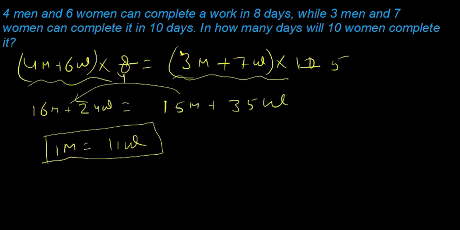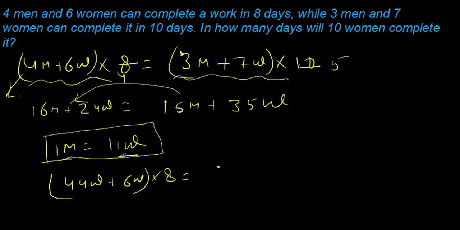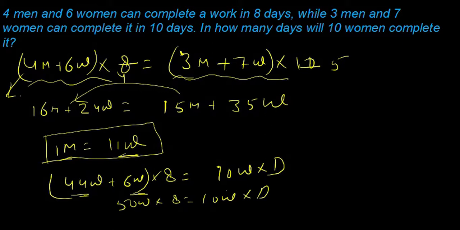So I'm starting with this equation. 4 men, because 1 man equals 11 women, so 4 men equals 44 women, plus 6 women, into 8 days, and it should equal 10 women working, let's say D days. 44 plus 6 is what, 50 women into 8 days equals 10 women into D days. It is 5 times. So what should be the value of D days? So this is going to be 8 5s are 40. So 40 days are required to complete that work.